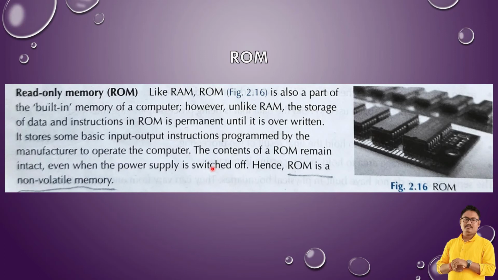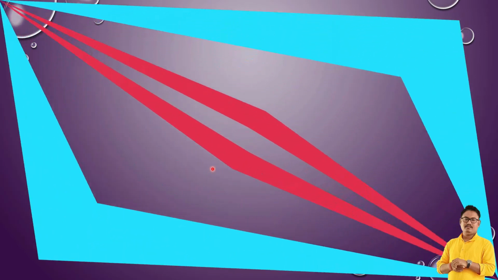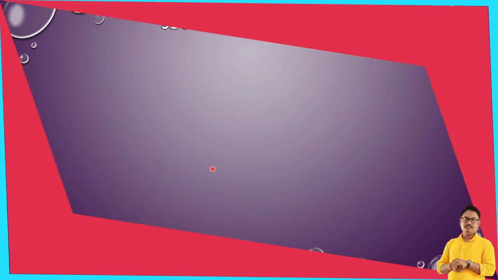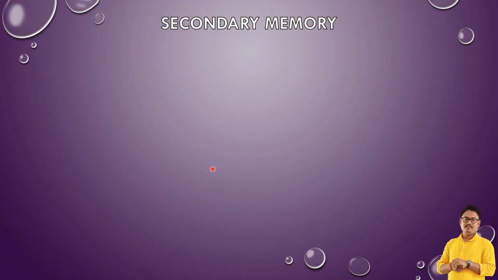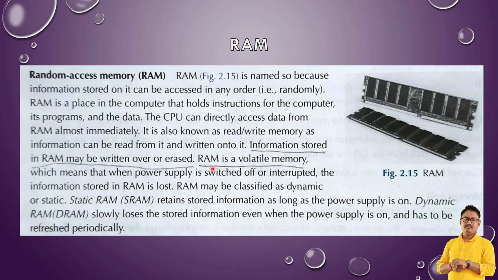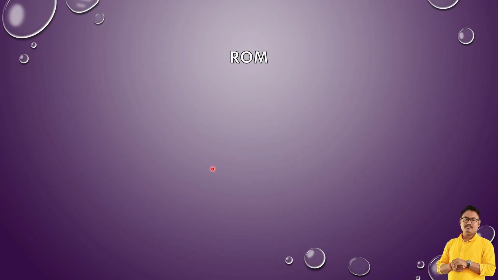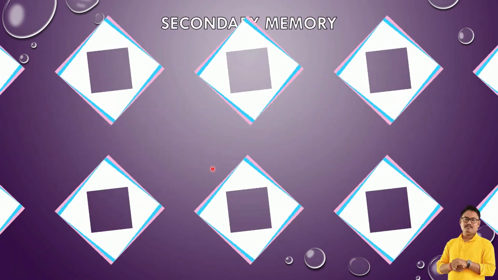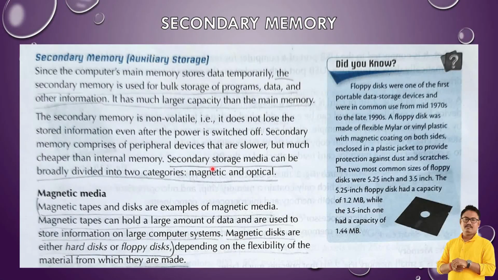Okay. So next is secondary memory. The storage unit has two types: primary and secondary. In the primary memory, we have already discussed RAM and ROM. Next, in the secondary memory, we are going to discuss magnetic devices like hard disks and floppy disks. The secondary memory is also called auxiliary storage.